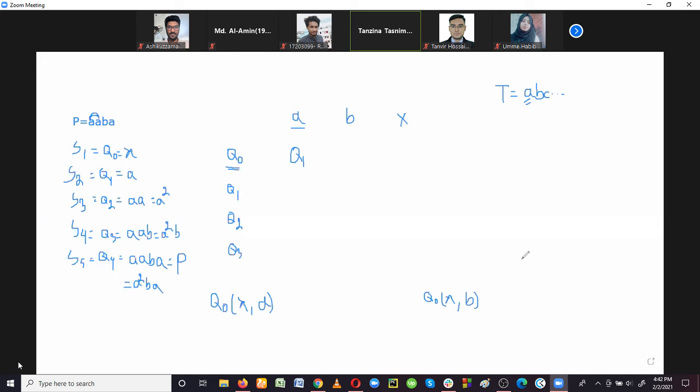So the algorithm is now in which state? I can draw the figure here: Q0, and the next state is Q1. This is our pattern graph: Q0, Q1, Q2. We have a total of 5 states: Q3, and the last state is Q4. These are the initial state with value lambda.